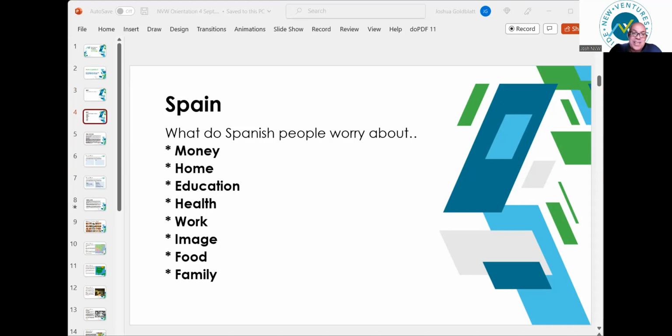I'm not saying this is the only one, but money, home, education, health, work, image. That means their self-image. How do I look? True point. Why do you say that? Because for my family, image is kind of a thing. They always love to go out and show, yeah, we are this family. We are this family.